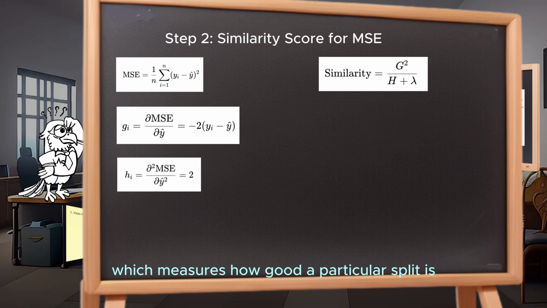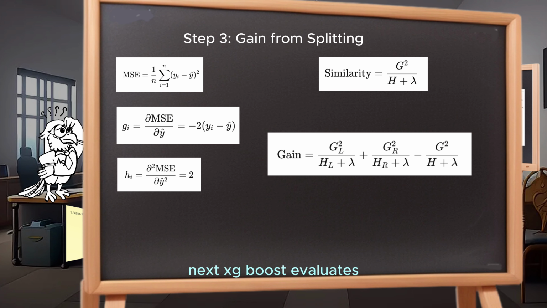Now, for any node in the decision tree, XGBoost uses the gradients and Hessians to calculate a similarity score, which measures how good a particular split is, where G is the sum of gradients for the data points in the node, H is the sum of Hessians, and lambda is the regularization term that controls overfitting. Next, XGBoost evaluates the gain from splitting a node into two child nodes, say L and R. If the gain is positive, XGBoost decides to split the node because it reduces the loss.